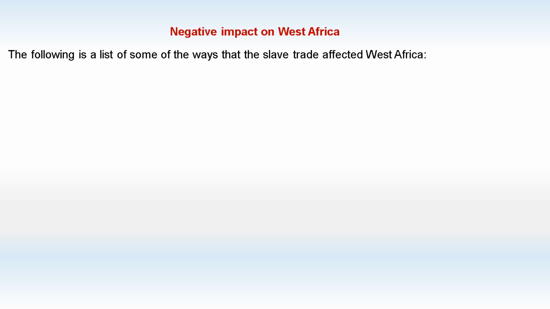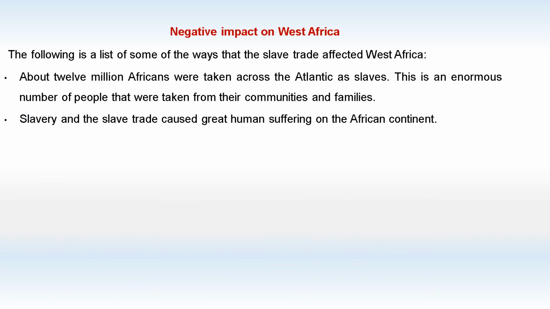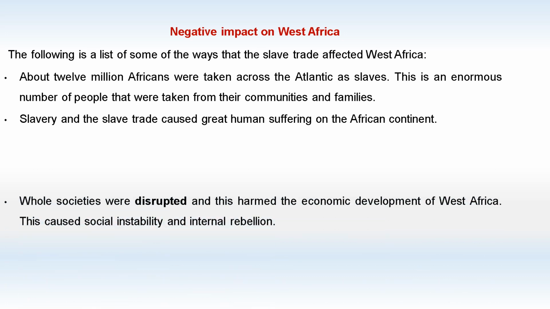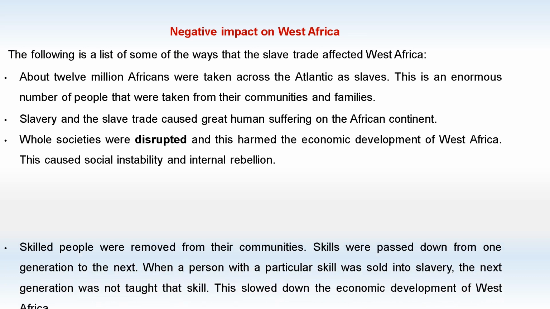West Africa developed negatively through this. Their families were destroyed. About 12 million people were taken across the Atlantic as slaves, and this basically dwindled their families and their communities in West Africa. It caused humans in West Africa to suffer greatly. Their societies were disrupted, and it harmed the economic development. It also caused rebellion against their internal social structure, and it caused social instability.